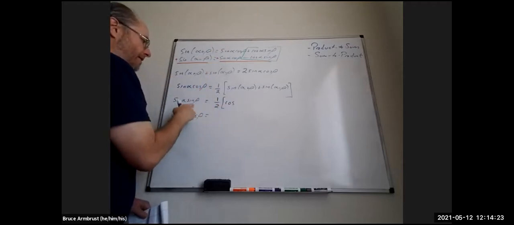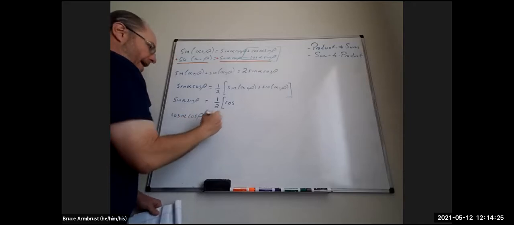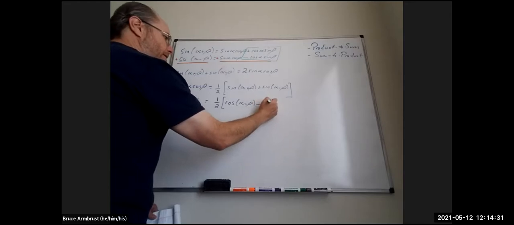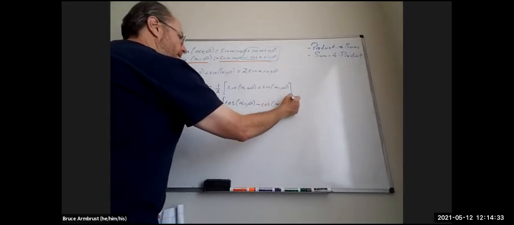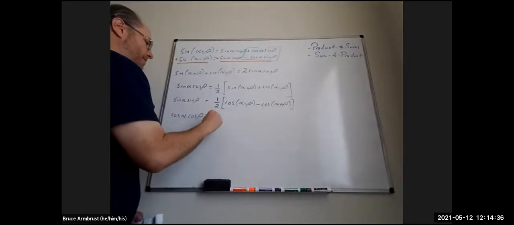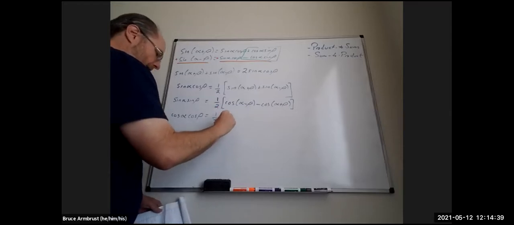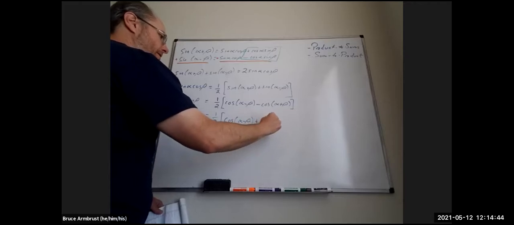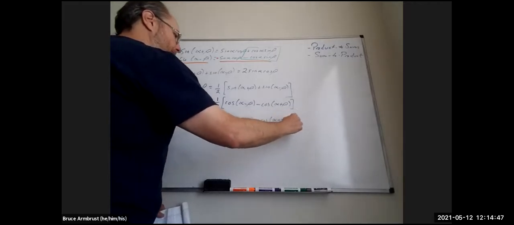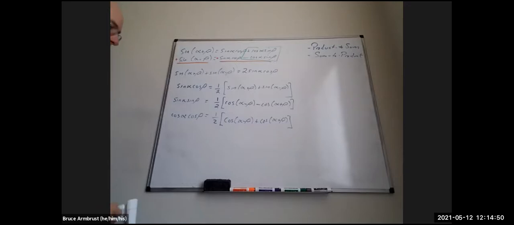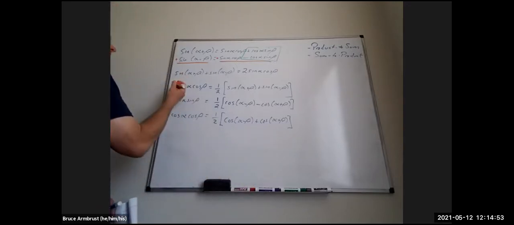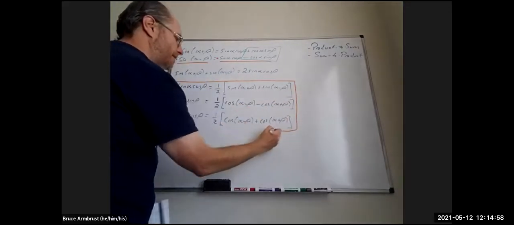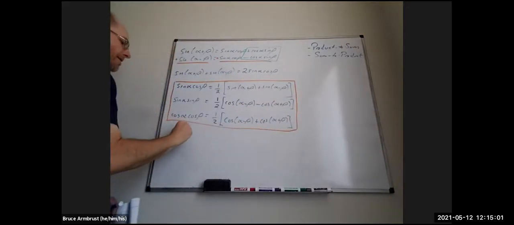And so for the sine times sine, you get 1/2 cosine of alpha minus beta minus the cosine of alpha plus beta. And then for the cosines, you get 1/2 cosine of alpha minus beta plus the cosine of alpha plus beta. So let's go ahead and put a box around this, because those set of three, these are the product to sum identities.